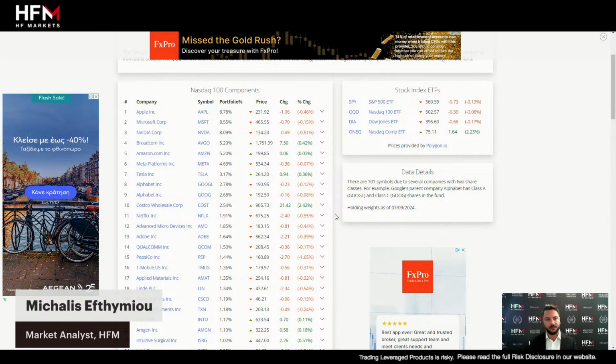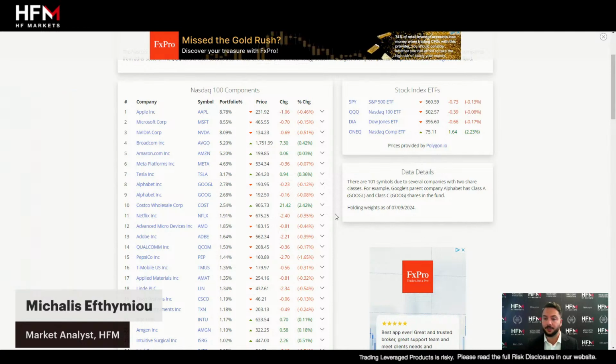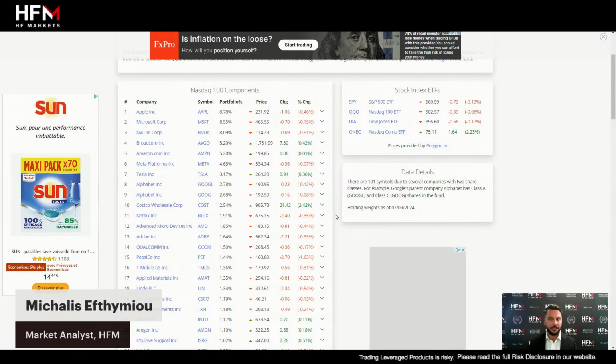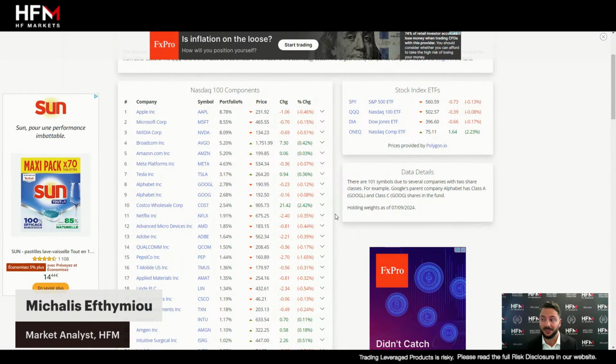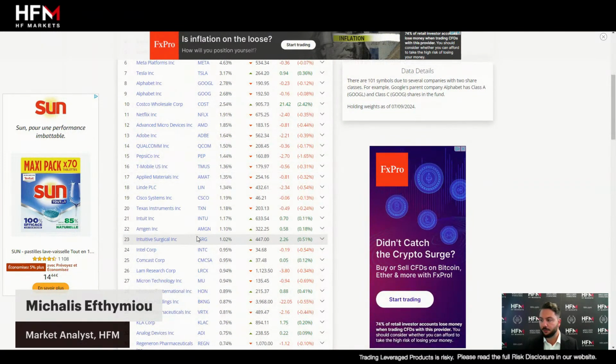What people normally say is if 70% of those top 10 influential companies are increasing in value, it doesn't have to be all of them, but 70% are increasing in value, then at that point we start to look at buy signals. Another theory that people look at is all stocks above 1%. So basically from number 23 upwards, that's all stocks holding a weight of 1%.